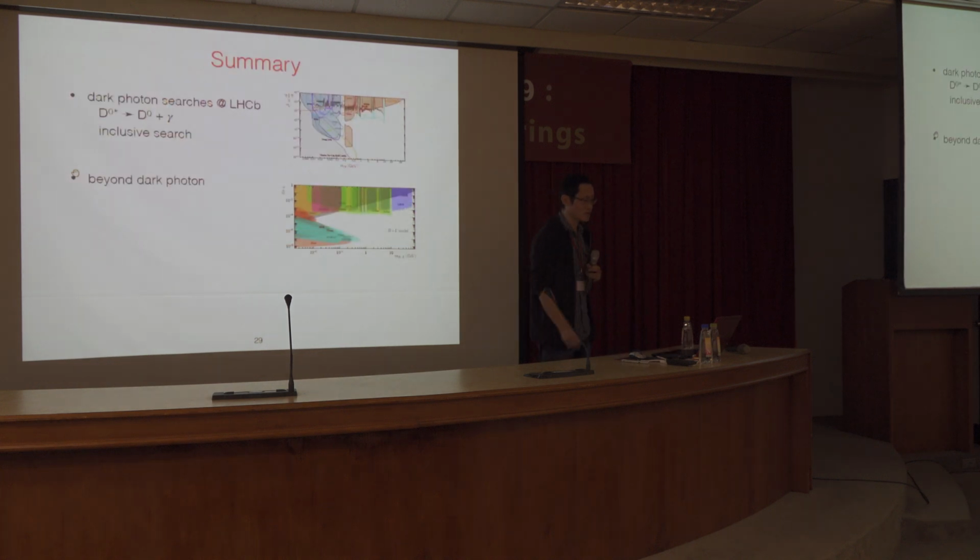Let me summarize here. I'm talking about dark photon search at LHCb in detail, and there are two kinds of search proposed. One is excited meson decay to the ground state, producing a photon or dark photon. The other is inclusive, where you sum over all the background. And then I mentioned you can go beyond dark photon, easily mapping the previous result to the new models.